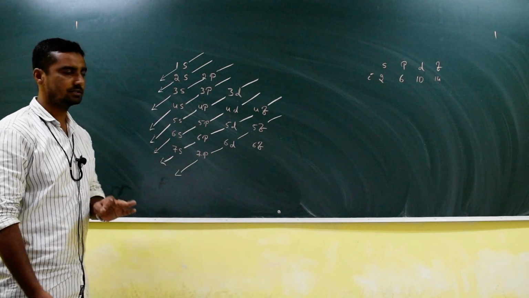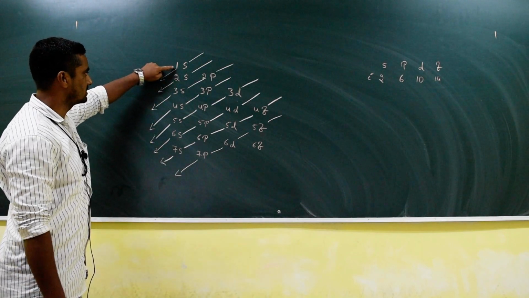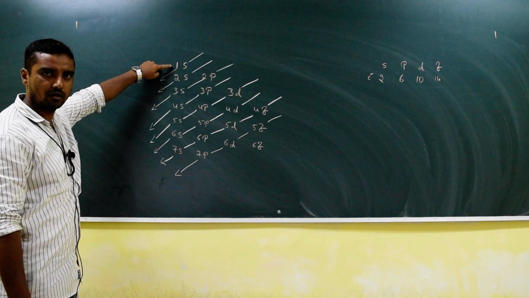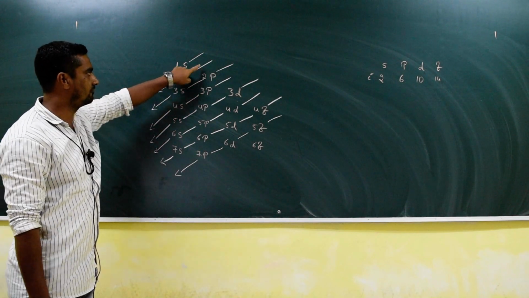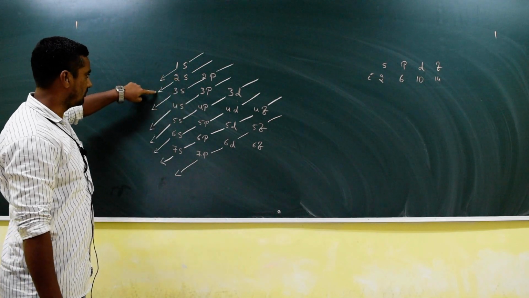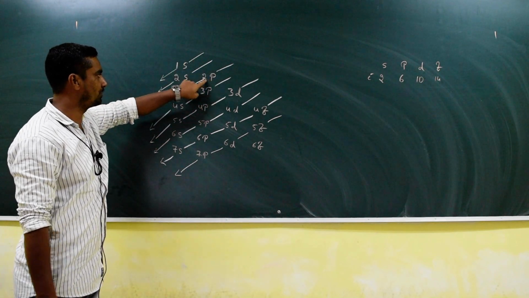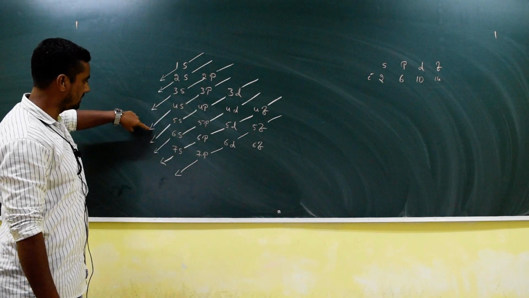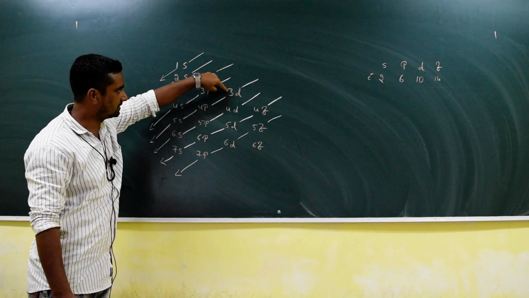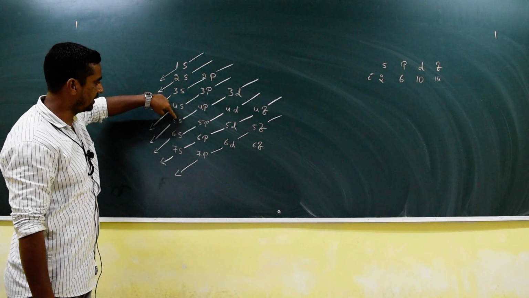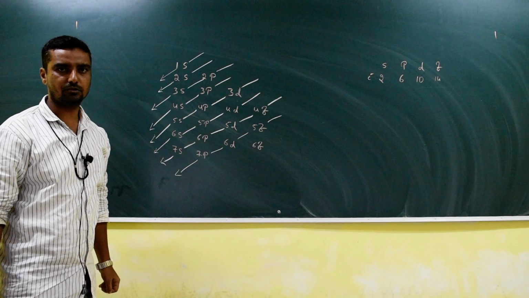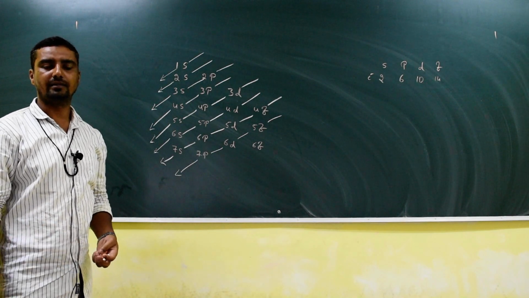Just remember that. After 1s, see the direction of the arrow mark, it is filled in 2s, right? Again it goes back, and it is 2p and 3s. Again it is 3p and 4s. See the direction, and again it goes back to 3d, 4p and 5s. Again after that it is 4d, 5p and 6s. Like that only you fill the capacity of the electrons, right?